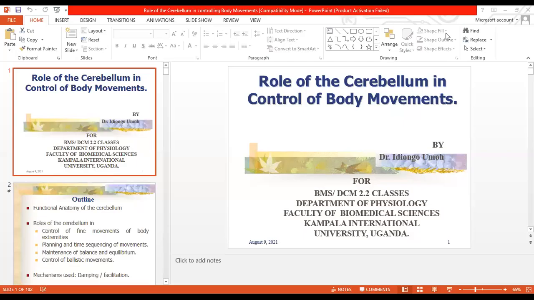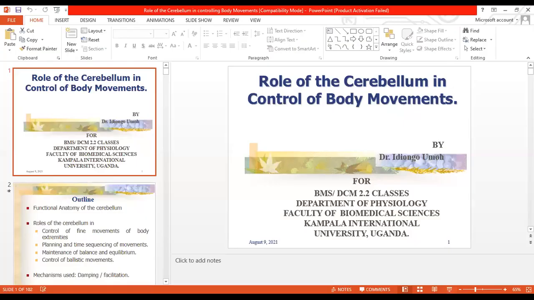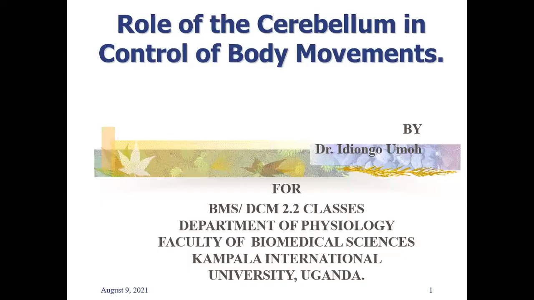Hello, everyone. Welcome to another session in neurophysiology. Today, we shall see the role of the cerebellum in the control of body movements. So we shall see how the cerebellum performs these functions of controlling voluntary and coordinating voluntary movement in the body.